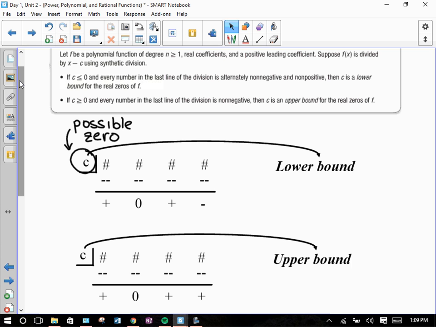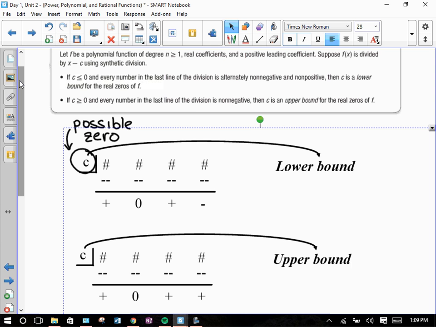Okay, so after the possible zeros and the lower bound, say the zero is in this place. First of all, this will never be zero, because the leading coefficient always goes there, and the leading coefficient can't be 0. So if this went positive, negative, 0, negative, well, 0 is really not doing that.